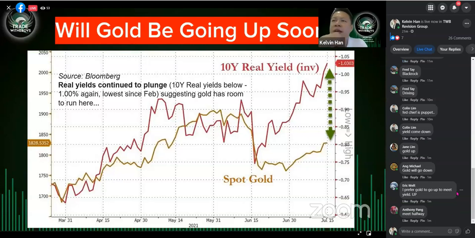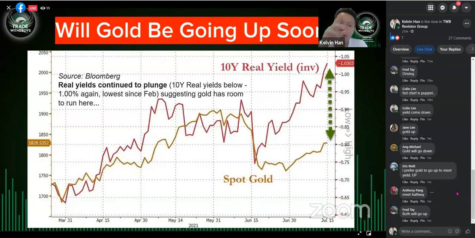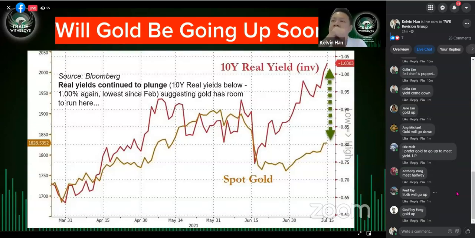Okay, come on. Colin says that the yield will come down. The yield coming down means the inverse yield. Jane says gold will go up. Michael says gold will go down, wow, further. And I prefer gold to go up to meet the yield. Okay, meet halfway. Anthony says both will go up at the same time.